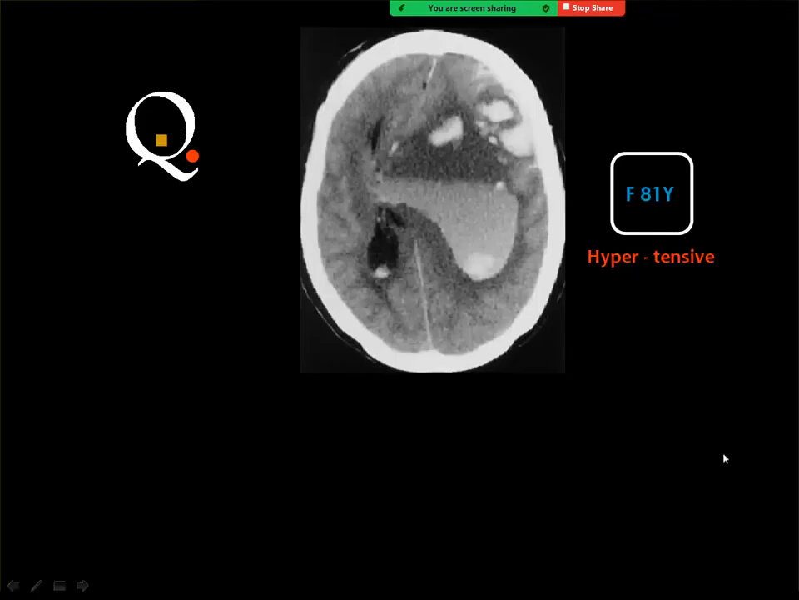Then this is the first case of a female patient, 81 years old. She is hypertensive, presented by coma.